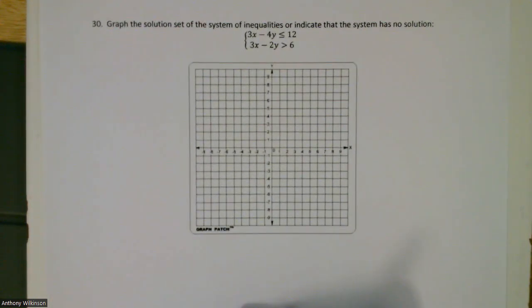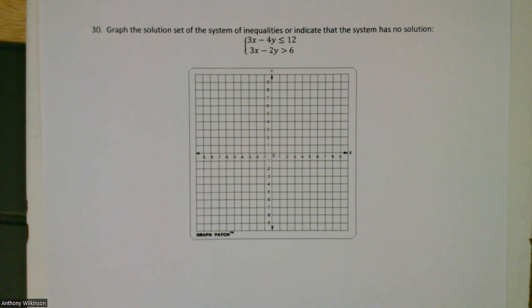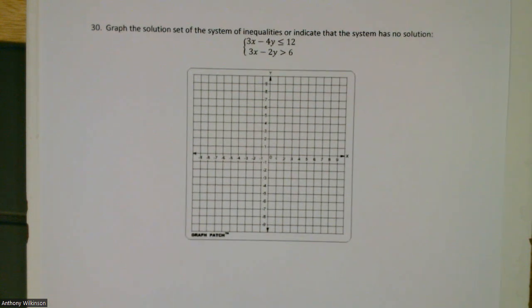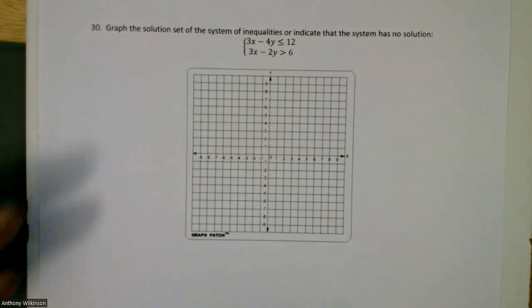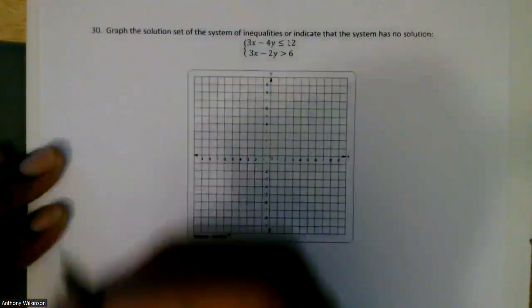Okay, and finally, number 30. Here we're going to graph the solution set of the system of inequalities or indicate that the system has no solution. In this case here, we got 3x plus 4y is less than or equal to 12, and the other one is 3x minus 2y is greater than 6. Okay, let's take each inequality one at a time.